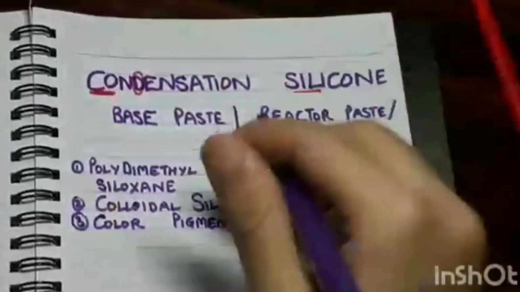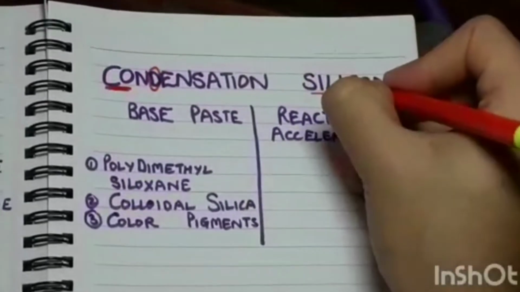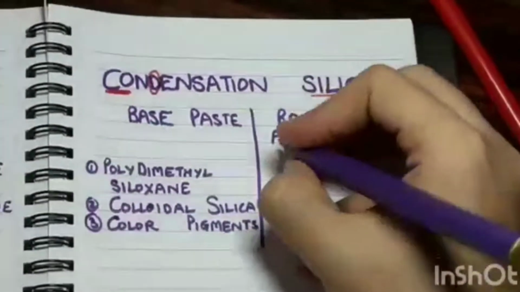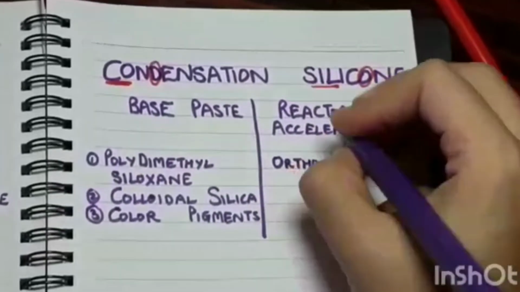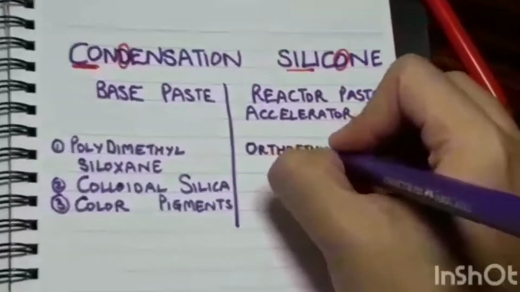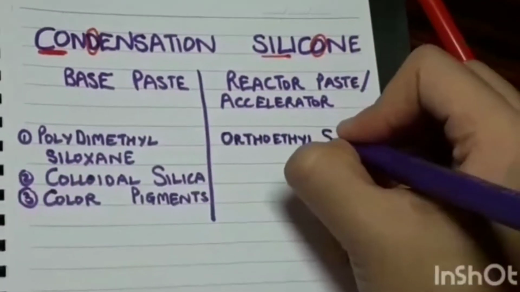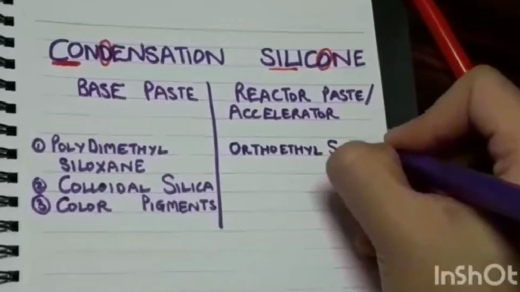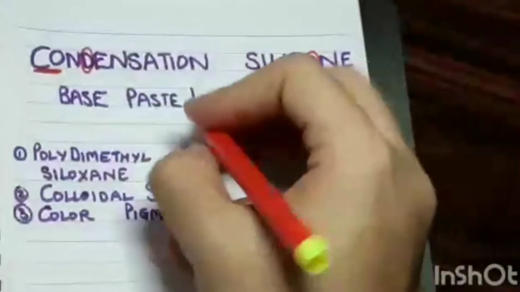Now we'll go to reactor paste. The first one is, we'll take the letter O, which stands for orthoethyl silicate, which cross links with terminal hydroxyl group of dimethyl siloxane to form the condensation silicon rubber. Ethyl alcohol is formed as a byproduct.